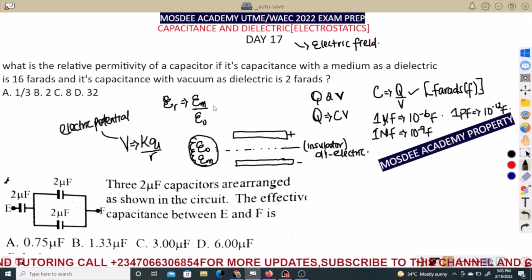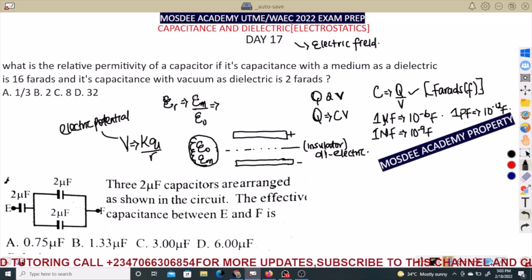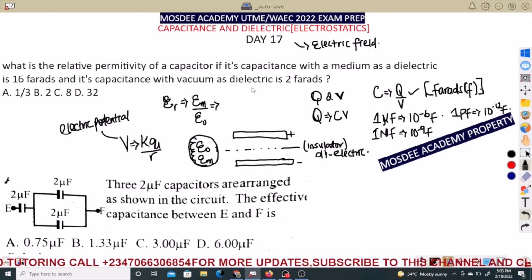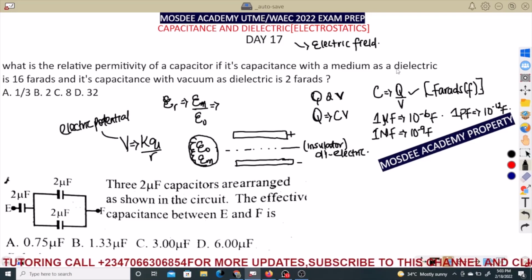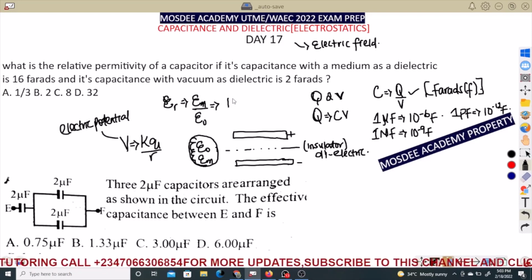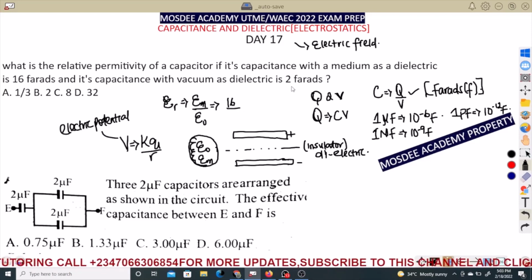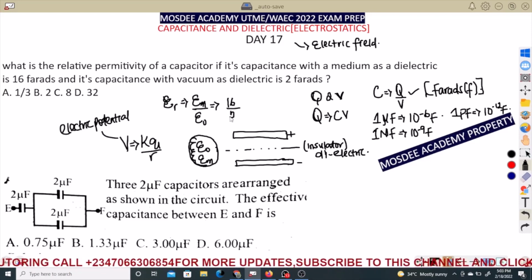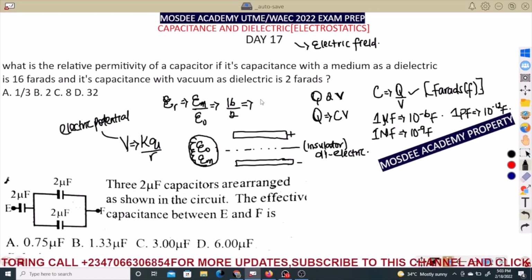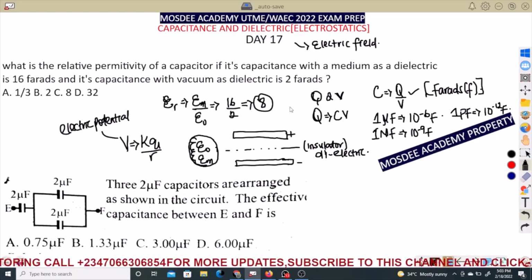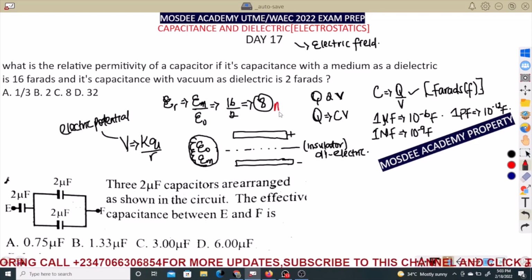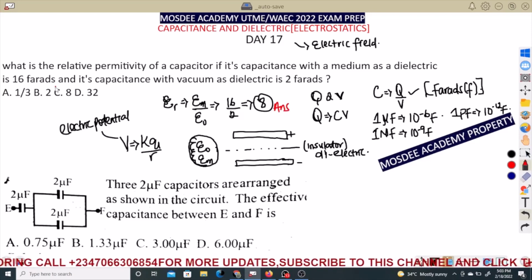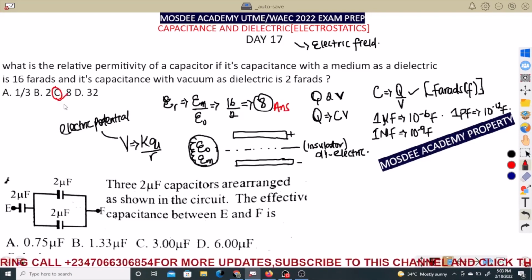So here, the medium value was given as 16. If you read through the question, the medium was 16. And the vacuum, which is always empty space, is 2. 16 divided by 2 is nothing but 8. So the answer to this question, my dear student, is nothing but 8. So the correct answer to our first question today is choice C. So that is the right answer, guys.